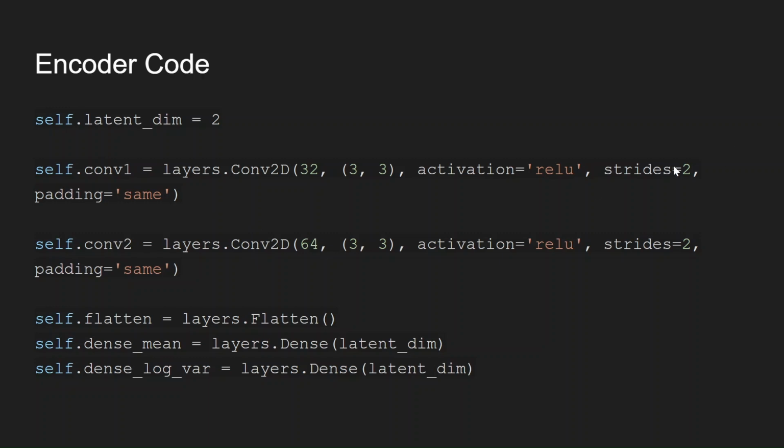In this case, I have defined stride to be 2. This means we don't need to use max pooling. And then I'm flattening my data, and from that flattened array, I'm going to calculate the mean and then the log variance, not a simple variance. And we are not using any kind of activation right here.